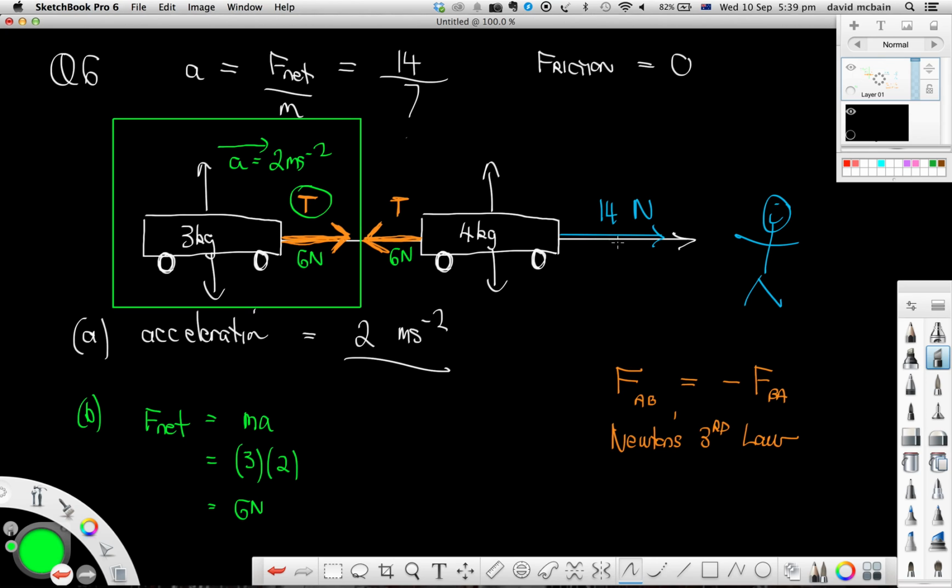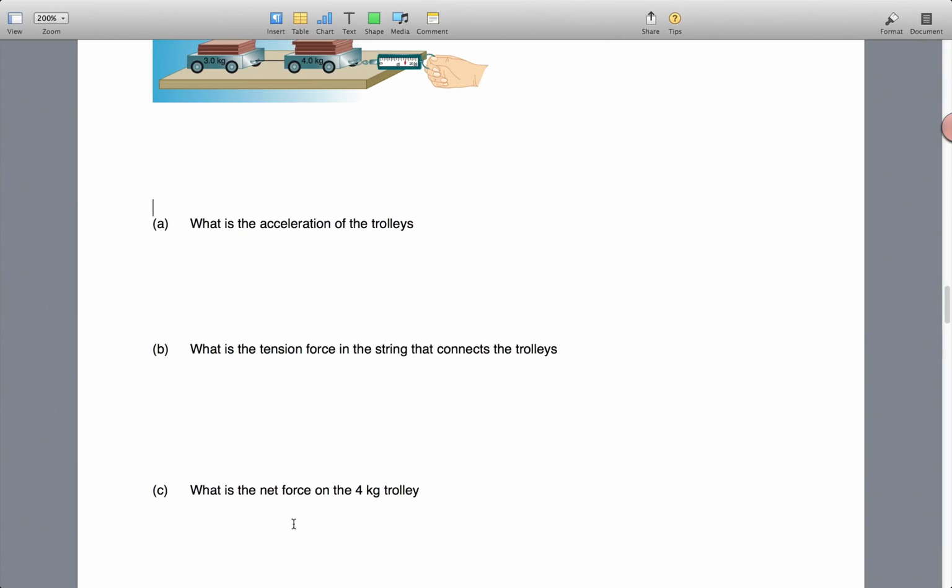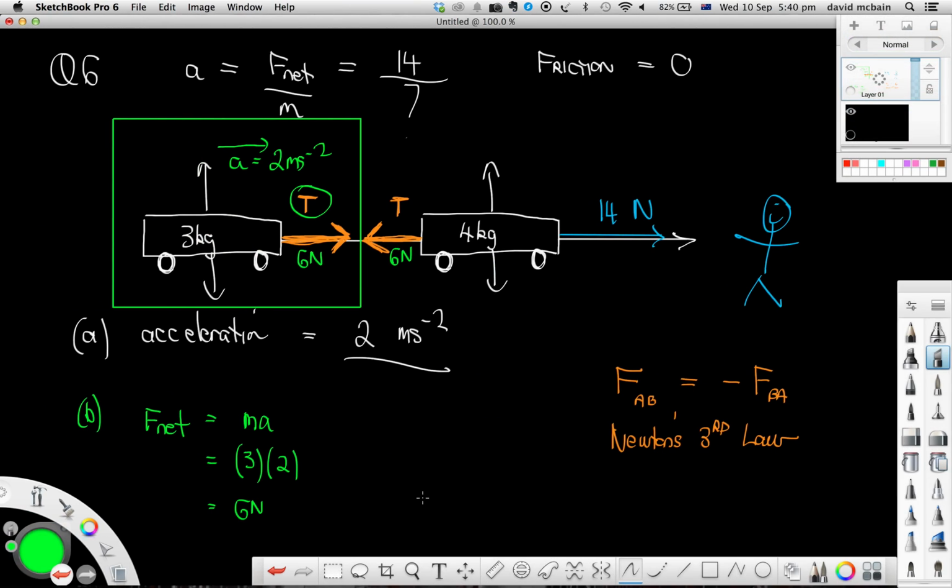Anyway, we've answered question B. I have a feeling I know what question C is going to be. What is the net force on the 4 kilogram trolley? Okay, we'll check this out. Here's our 4 kilogram trolley. Now, there's 14 newtons pulling on it this way, but guess what? There's 6 newtons acting back on it this direction due to our Newton's third law. So the net force acting on our 4 kilogram mass is going to be 14 newtons, take away 6 newtons.